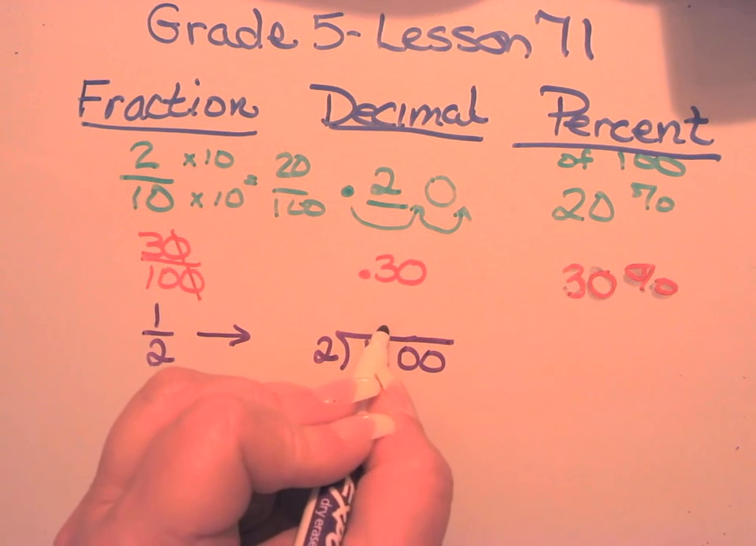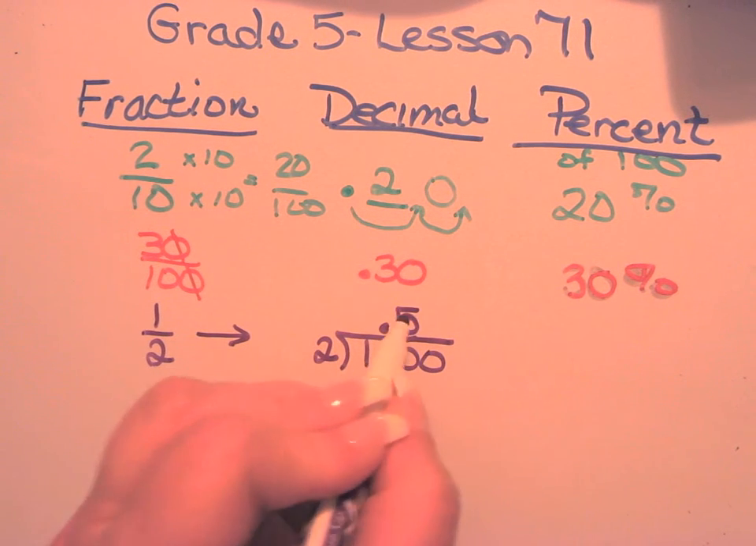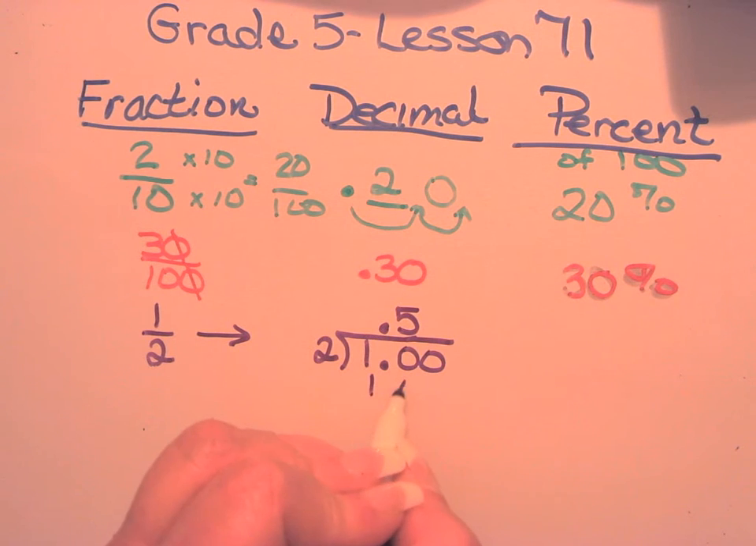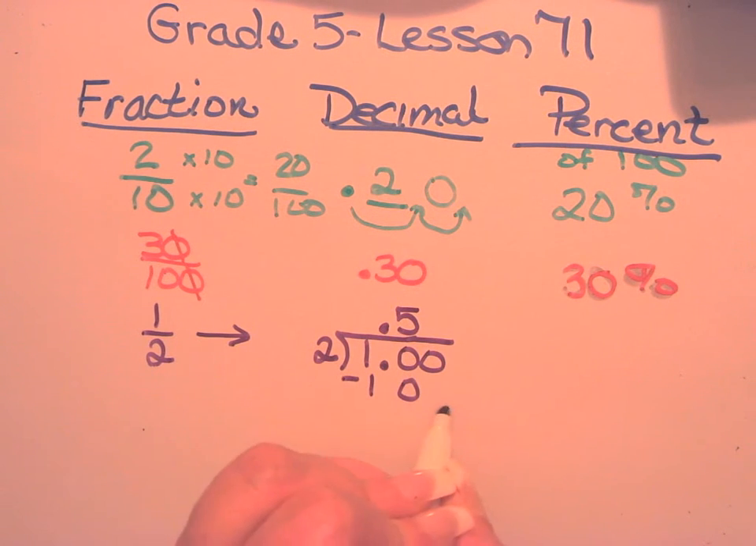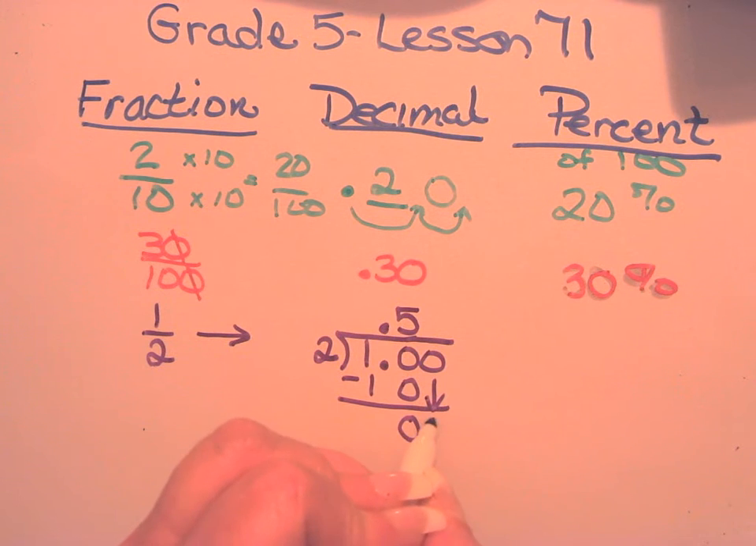So we're going to put that decimal point right up there where it belongs, and then we do our division. How many 2's can we get out of 10? We can get 5. 5 times 2 is 10. We have that subtract, sister subtract. We have 0, brother in town, so bring them on down.